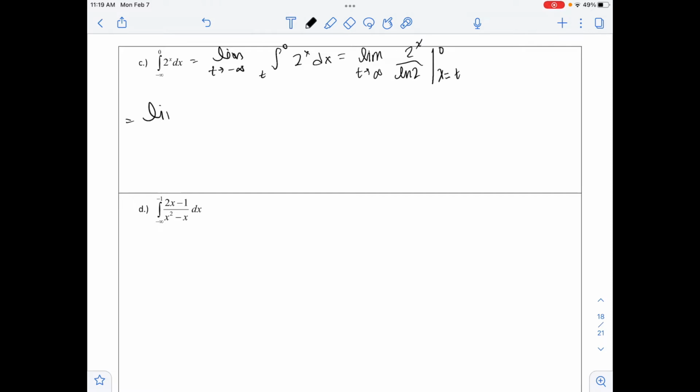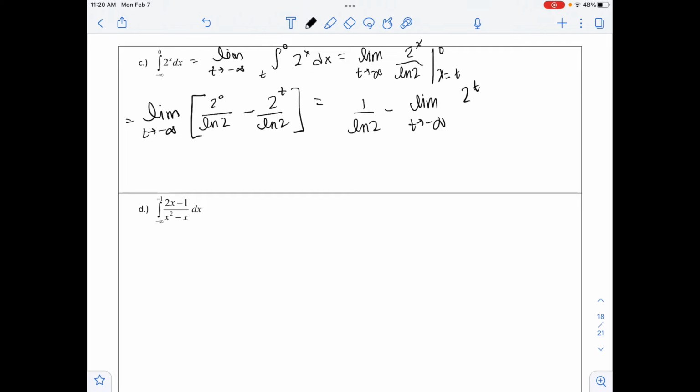So we're going to have the limit as t approaches negative infinity of, and then evaluating this at our upper limit, we're going to have 2 to the 0 over ln of 2 minus 2 to the t over ln of 2. And so first one this time is our constant, so we end up with 1 over ln of 2 minus the limit as t approaches negative infinity of 2 to the t all over ln of 2.